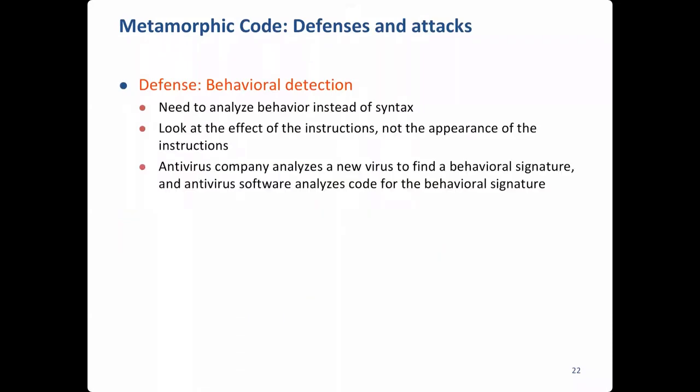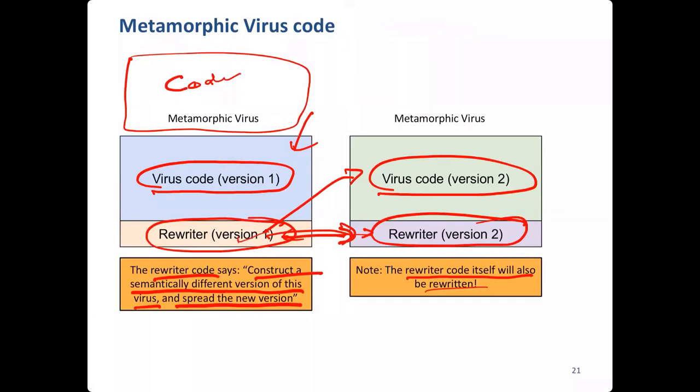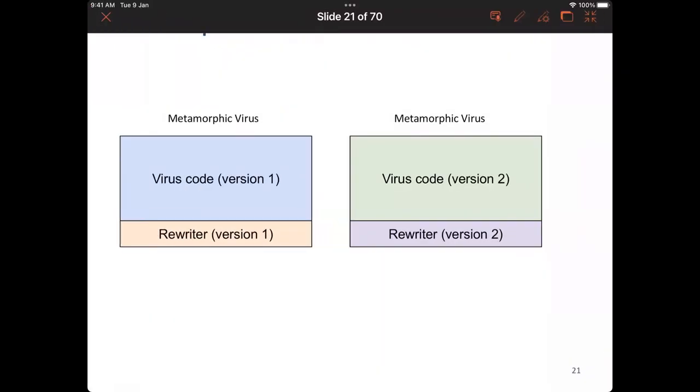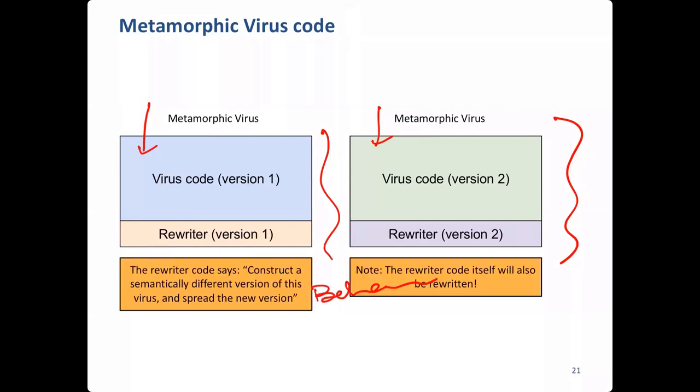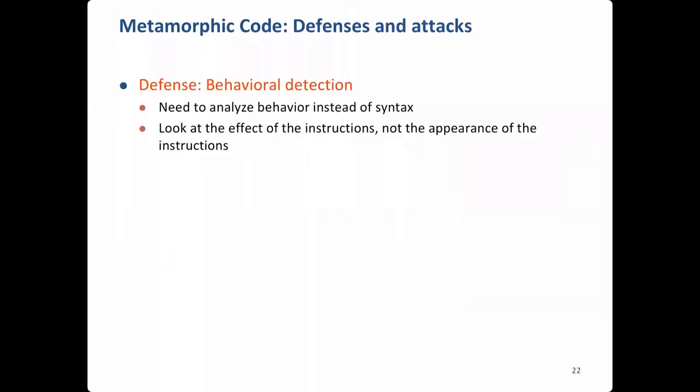Okay. Now, how can you detect this kind of virus? Every time it changes, it mutates, right? The code is different. So what is the signature of this and the signature of this? It's all different. Now you look at the behavior, and then you can find out. You can do behavioral detection: what a virus of this kind will do. So instead of analyzing syntax or code, you look at the behavior.